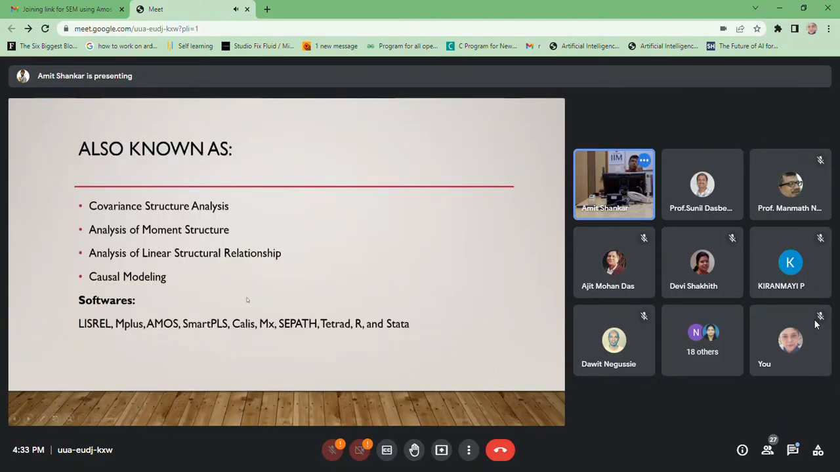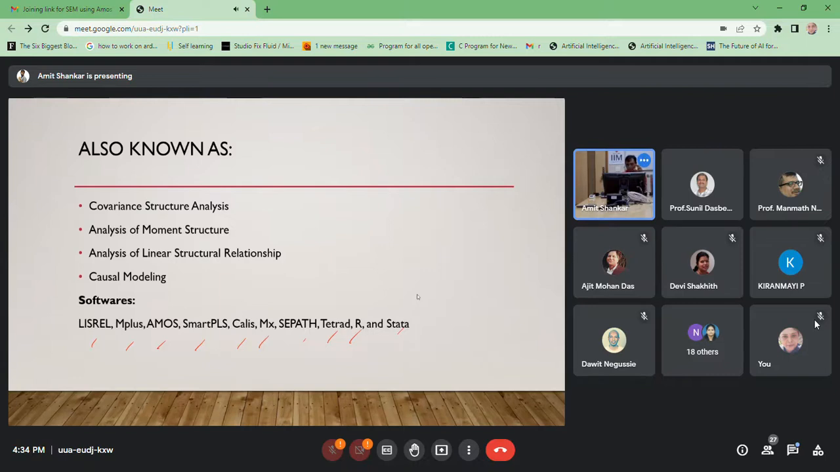Next part, this structural equation modeling. People are also saying covariance structure analysis, analysis of moment structures, analysis of linear structural relations. These are some different names people are giving. Causal modeling. We have different software for structural equation modeling: LISREL, Mplus, Amos, SmartPLS, EQS, Mx, TETRAD, R, Stata, Python. So there are different software for this.